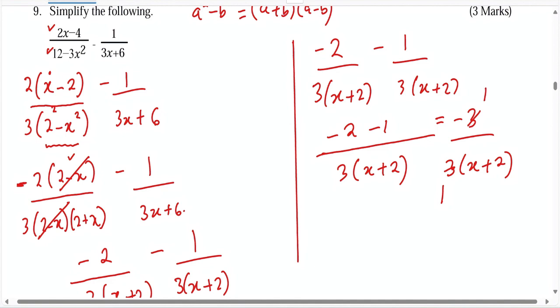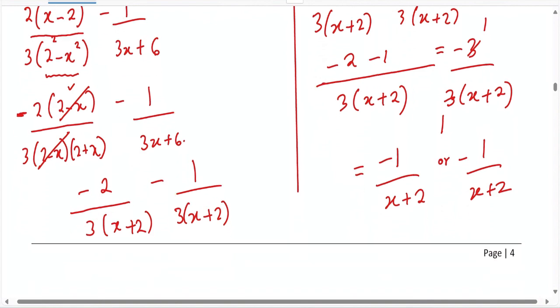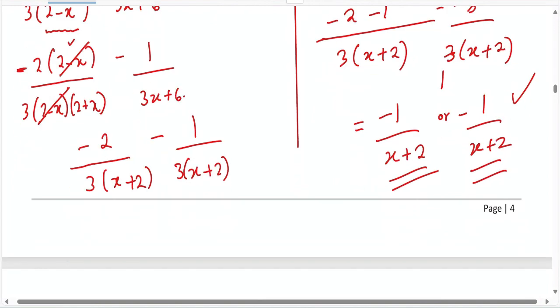So answer yako hapa basically it just becomes negative 1 over x plus 2, or you can write it like this also, hujakatazwa, because it gives you the same answer. So yani minus ipo nyuma hiyo fraction. So I think we're done till there. So that is correct. Let's go to the other question.